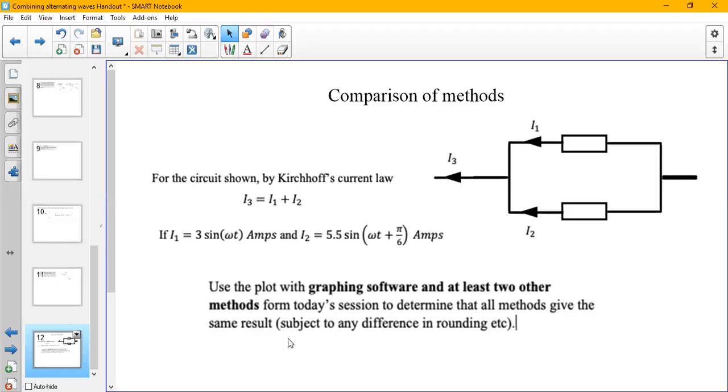And I was suggesting that you use the graph plotting software method I showed you earlier, and at least 2 other methods from today's session, and see that all methods give you the same result, subject to differences in rounding, etc. Okay, so I'm leaving that with you to have a go at. We can have a chat about it next week, or you can email me and tell me how you got on with that.